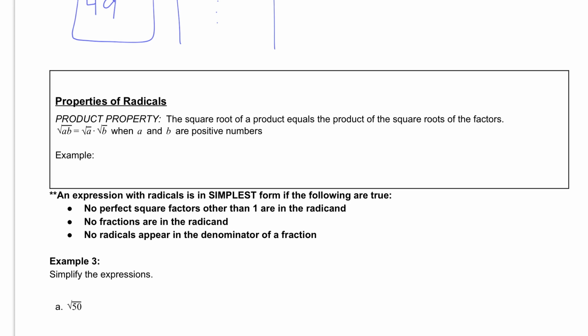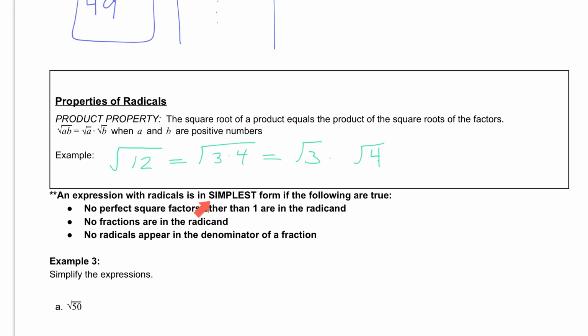So for example, I could say that the square root of 12, which is the same thing as the square root of 3 times 4, is equal to the square root of 3 times the square root of 4. So basically what I'm doing is I'm taking a number, breaking it down into two parts, and then I can split up those parts and multiply them together.